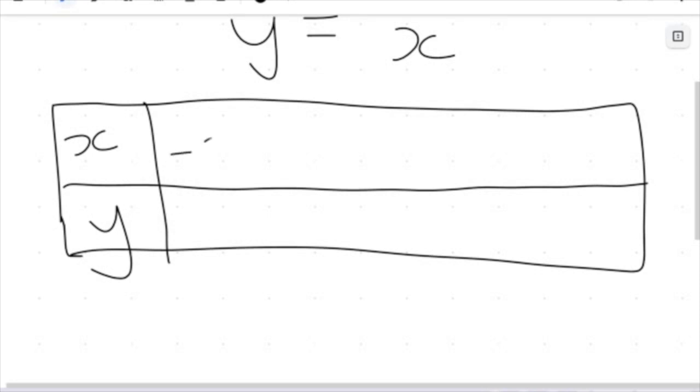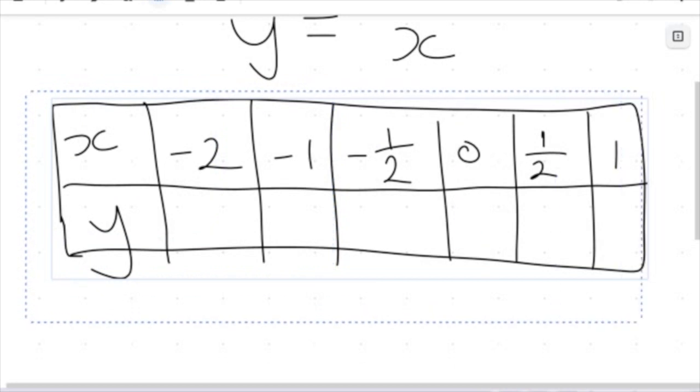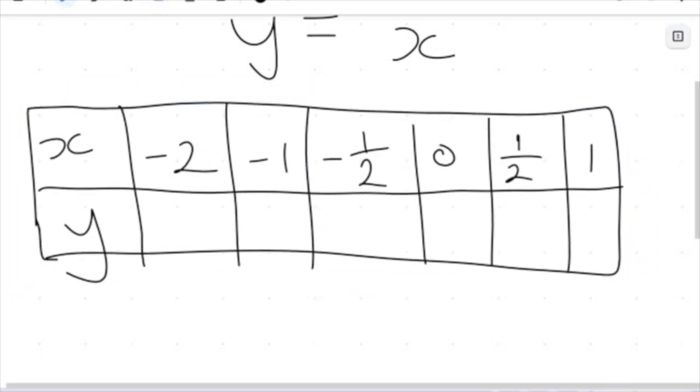points. I'm going to go -2, -1, -1/2, 0, 1/2, 1, and 2.